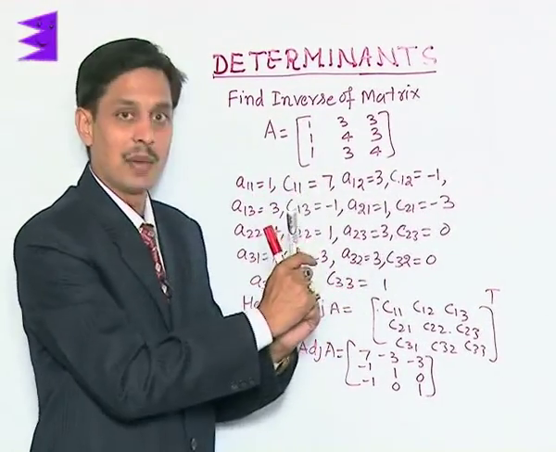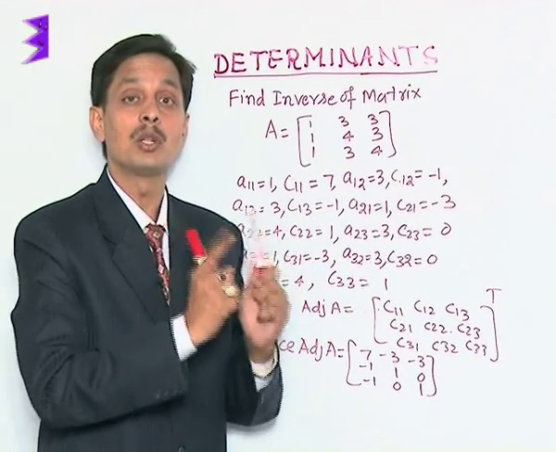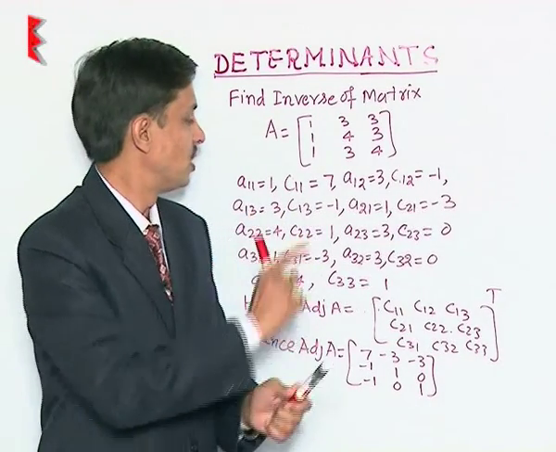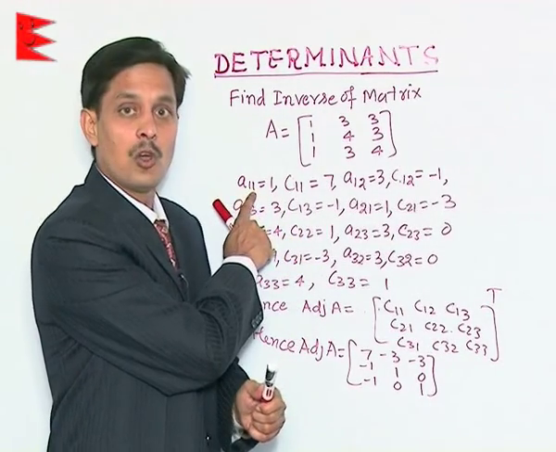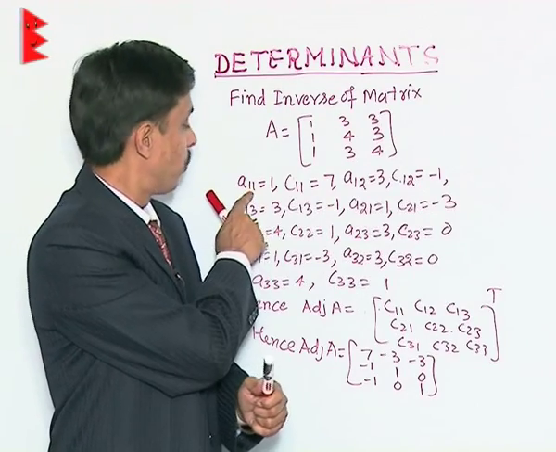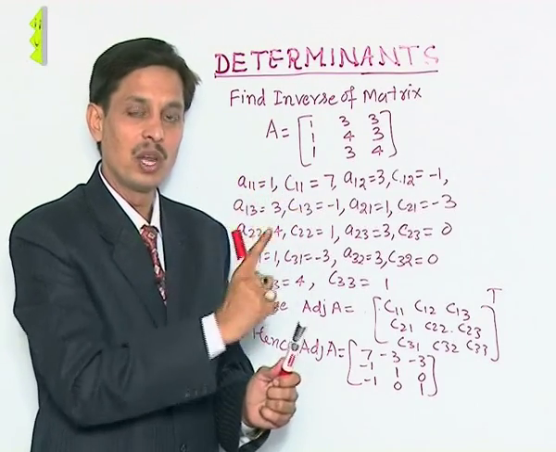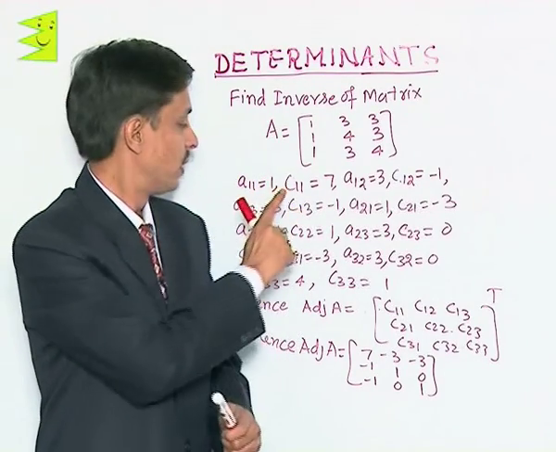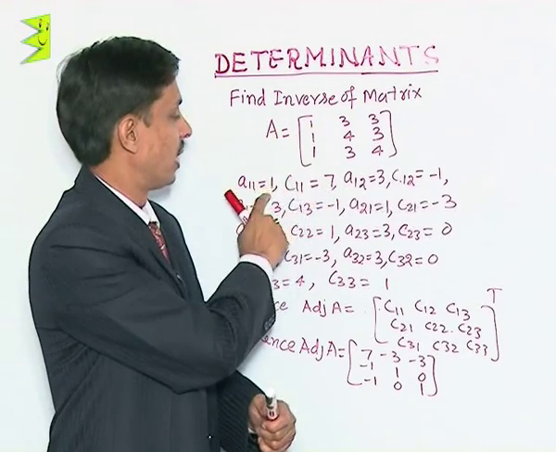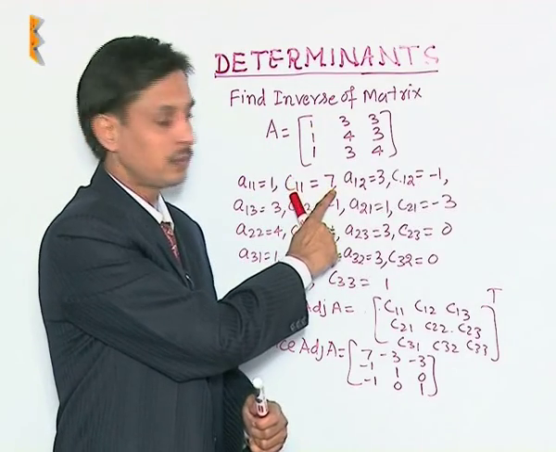The minor is 7, and the cofactor will also remain 7, because the position of the element is first row, first column, and 1 plus 1, 2, is even. So for the first element, the cofactor is 7.